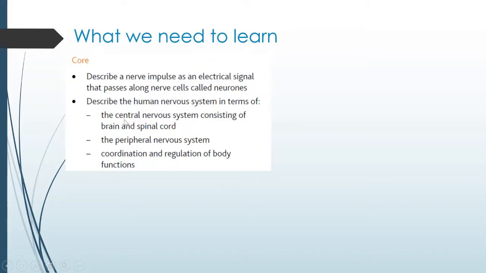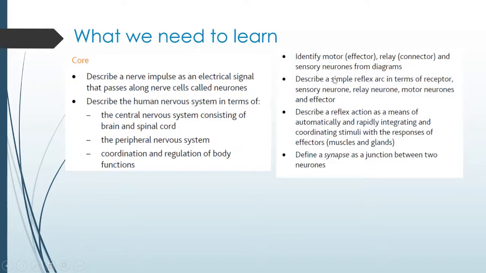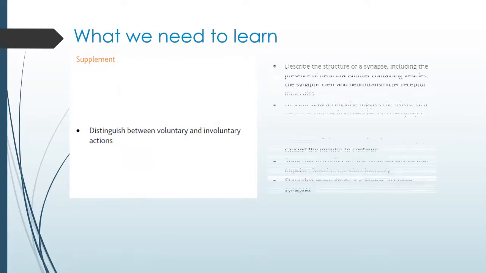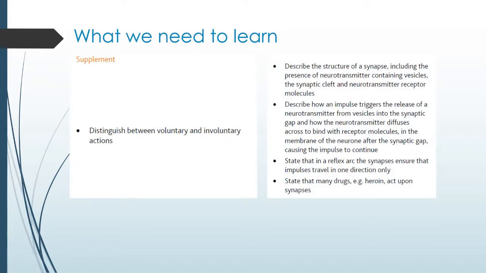We have to learn about the central nervous system and the peripheral nervous system. Then we also have to learn about the different kinds of neurons. We have to learn to describe a reflex arc, a reflex action, and a synapse. We also have to learn to distinguish between voluntary and involuntary actions, and to describe the structure of a synapse, as to how an electrical impulse travels in the neurons.